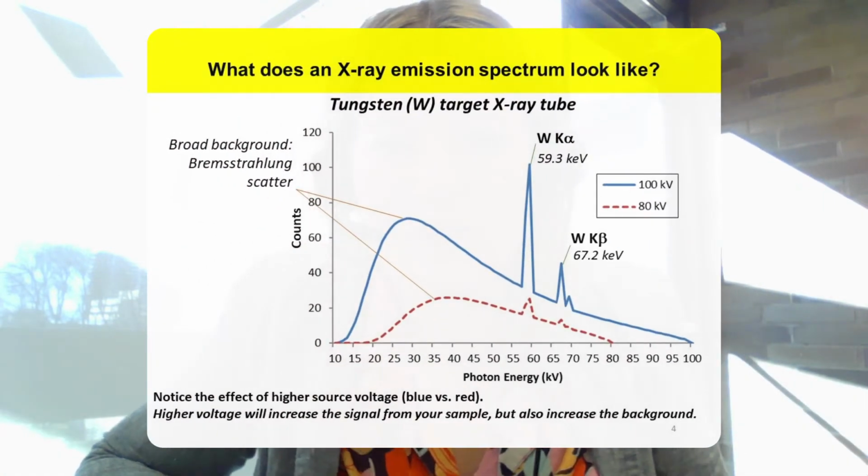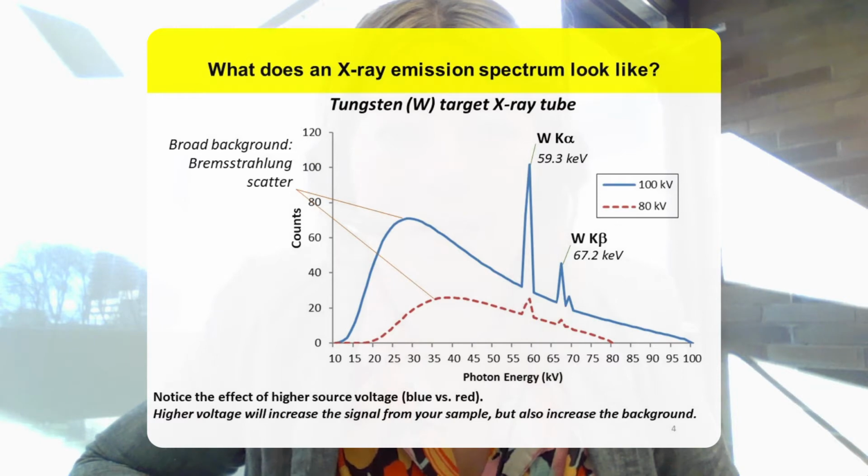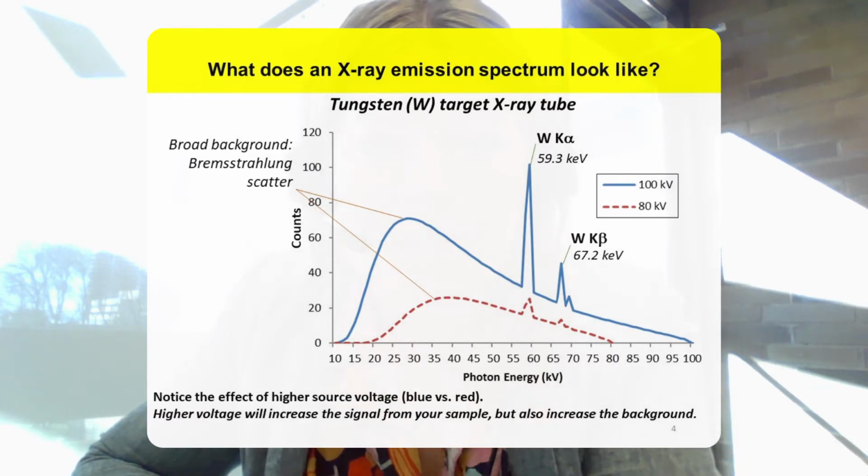So what does the emission from that X-ray tube look like? So first, there are the characteristic emission lines from the metal target. In this case, the metal target was tungsten, and you can see the K alpha and K beta peaks from tungsten itself. And you'll also notice the broad curving background emission, the Bremsstrahlung radiation.